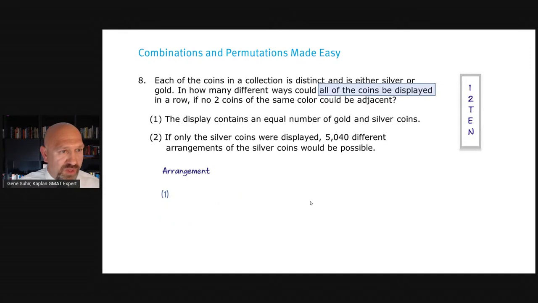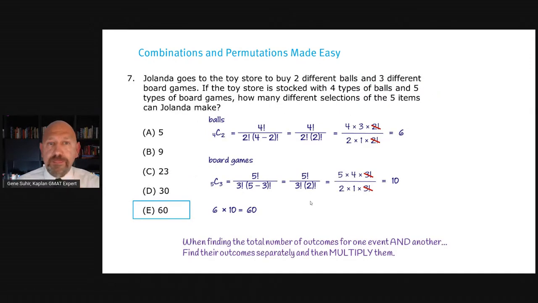Bear with me here. It's one thing when I go through the slides in order. This one. Okay, so how would the question stem change if it were a permutation question? Instead of asking how many different selections of the five items Jolanda can make, if they phrased it differently and said, Jolanda is going to buy two different balls out of the four types of balls and arrange them in her playroom, one on the left, one on the right, that would be a permutation.